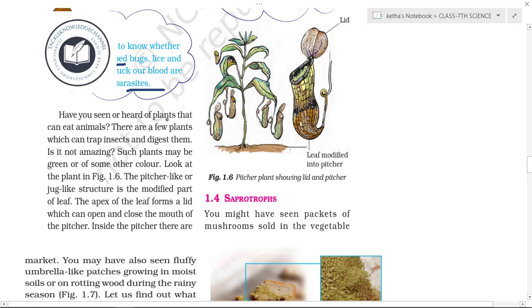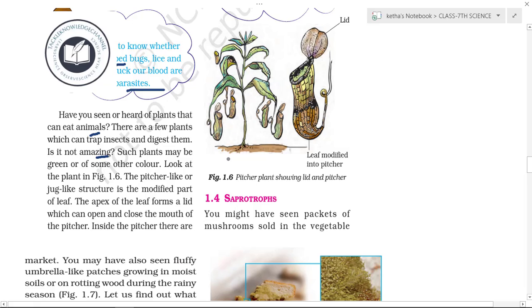Have you seen or heard of plants that can eat animals? There are a few plants which can trap insects and digest them. Is it not amazing? Such plants may be green or of some other colors.